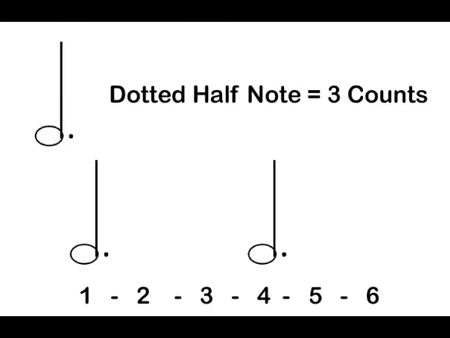Next, we have the dotted half note. It looks like a circle with a stem. The circle has a dot following it. The note gets 3 counts.